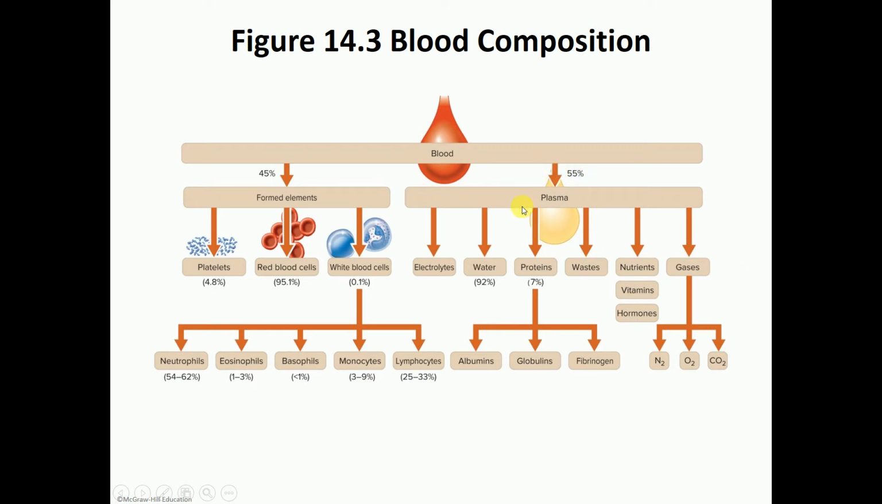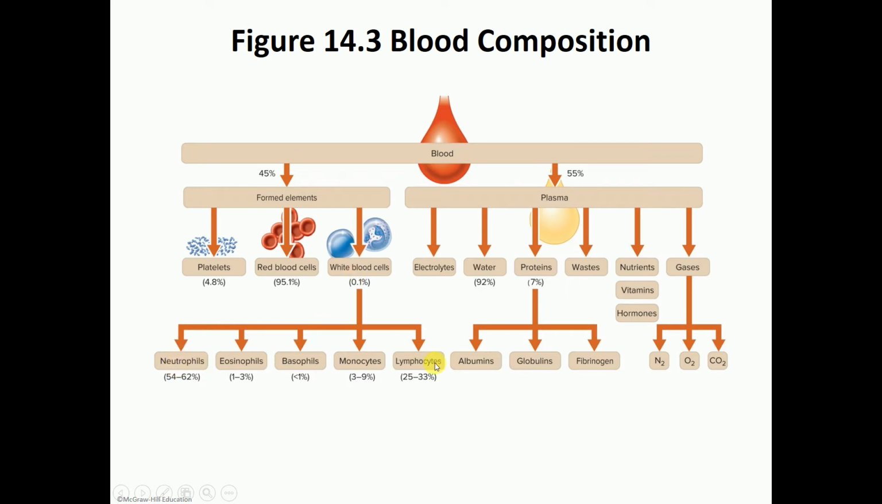are dissolved in plasma. For your formed elements, the majority of the formed elements, about 95% of them, are red blood cells, followed by platelets, and then white blood cells. So although we have 5 different kinds of white blood cells, they actually make the very minority of your formed elements.